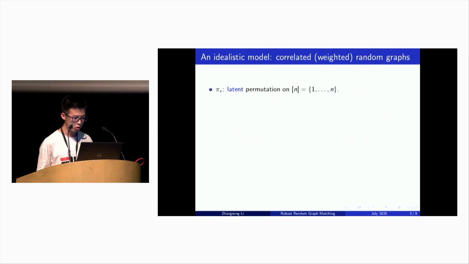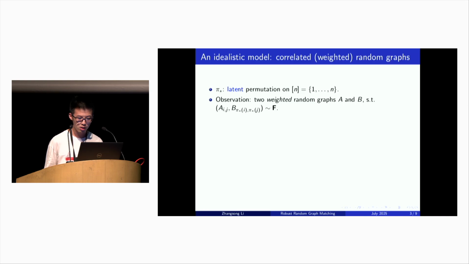Perhaps the most widely studied average case model is the following correlated weighted random graph model. In this model, we have a latent permutation pi star on n coordinates, and our observations are two weighted random graphs, A and B respectively, such that if we know the latent permutation pi star, then the corresponding edges between A and B are independently sampled from a specific distribution of a pair of correlated random variables.